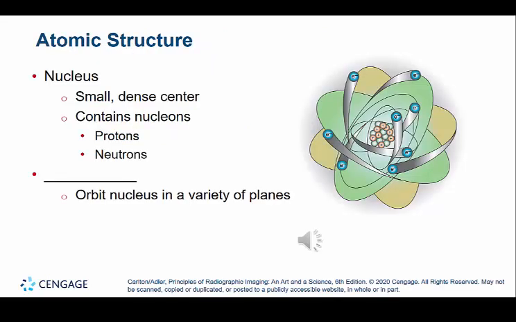The nucleus of an atom is a small, dense center. The nucleus contains nucleons, known as protons, which have a positive charge, and neutrons, which have a neutral charge. Electrons orbit the nucleus in a variety of planes.